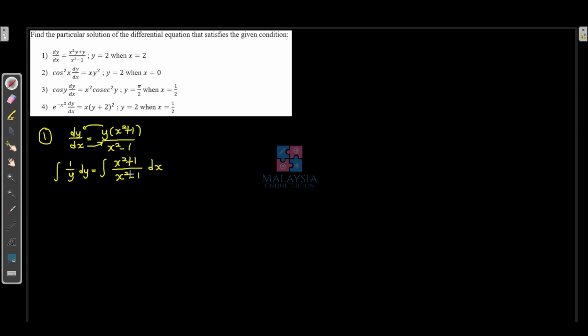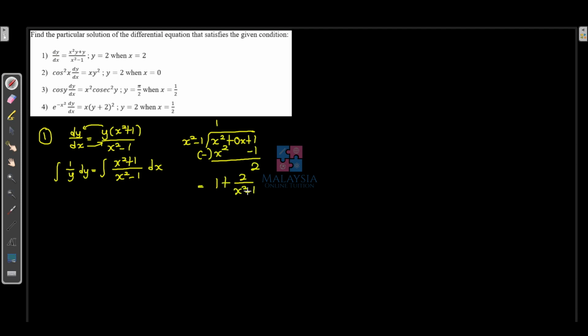On the right hand side, we have (x squared plus 1) over (x squared minus 1). This is an improper algebraic fraction. So what we can do here is long division, so that it becomes a proper algebraic fraction. So x squared plus 1, actually we have to write x squared plus 0x plus 1, divided by x squared minus 1. We have 1 here, minus x squared over here and then minus 1. So 1 minus negative 1, that is 2. So now we have 1 plus 2 over (x squared minus 1).